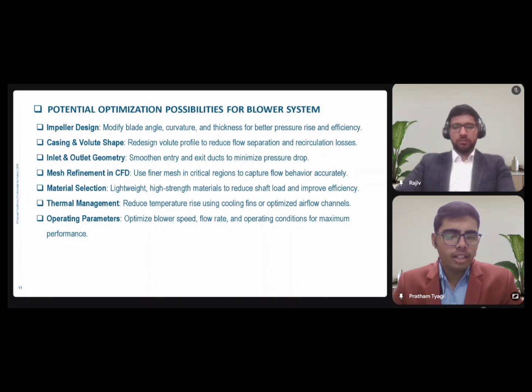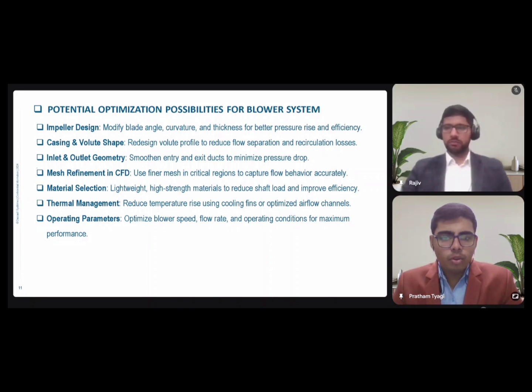We can do different mesh refinements by defining mesh controls in our geometry in the CFD, which can help us give better results in the critical zones, which need to be captured very carefully for the flow behavior. We can have a different selection of material from the materials library of SolidWorks, due to which we can enhance our thermal management, and we can definitely have better operating parameters for our blower analysis to optimize the blower's speed and flow rate with operating conditions for maximizing performance.